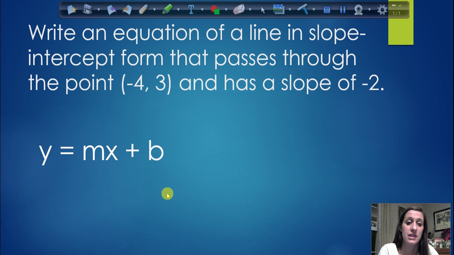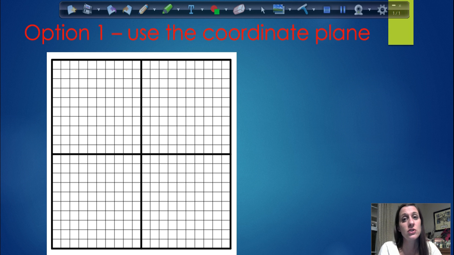So here's our first example. Write an equation of a line in slope-intercept form that passes through the point -4, 3, and has a slope of -2. So this is slope-intercept form, y equals mx plus b. Typically you know what m and b are, you know the slope and the y-intercept. So today you are going to be given the slope, and we are going to find the y-intercept. And you have two options to do this. So the first option is you can just use a coordinate plane.